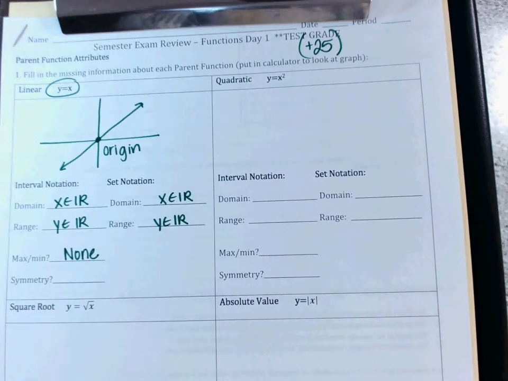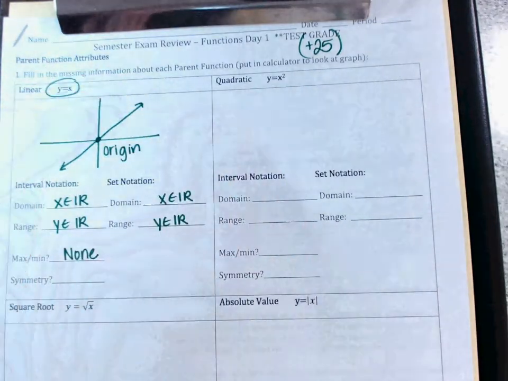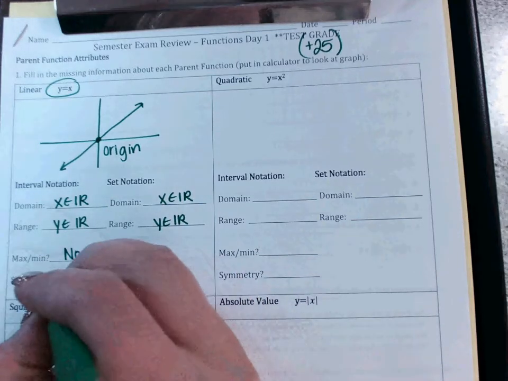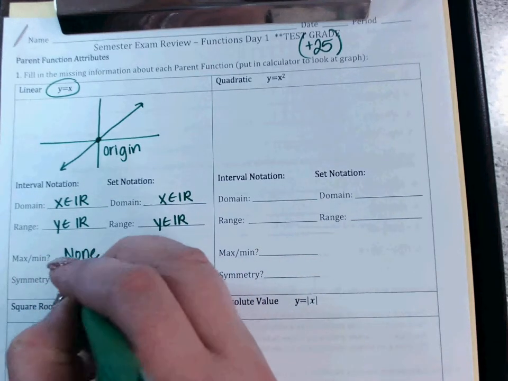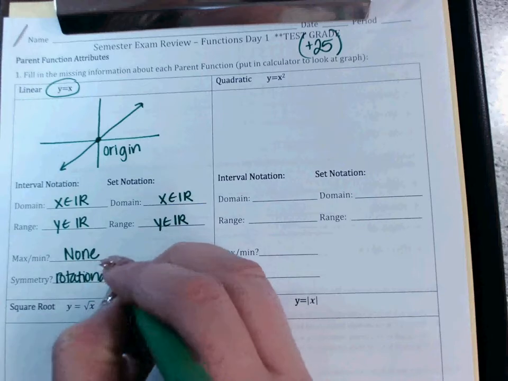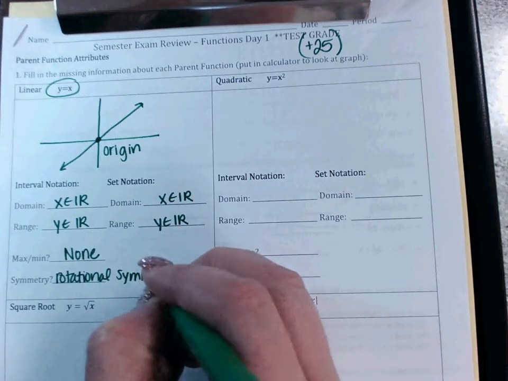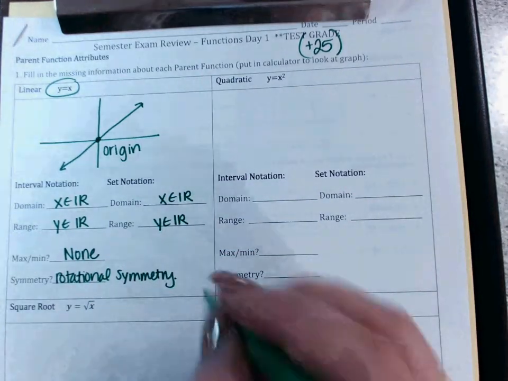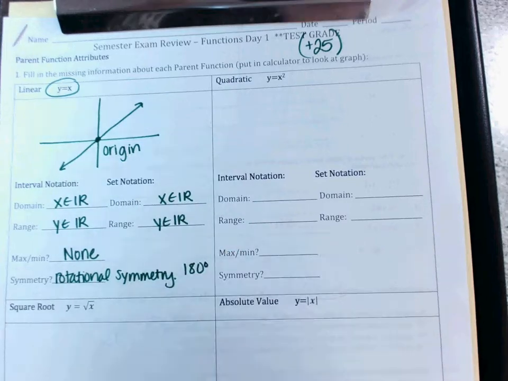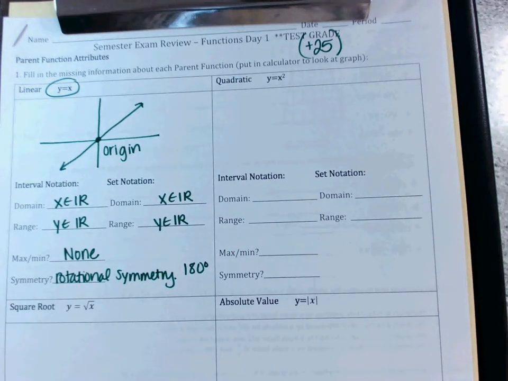And then for symmetry, remember that we talk about reflectional symmetries, but you also have a rotational symmetry. If I spin this around, would it look the same? So this has a rotational symmetry of 180 degrees. If I were to spin the graph around, it would look exactly the same. That's another kind of symmetry besides the reflection that you're used to.